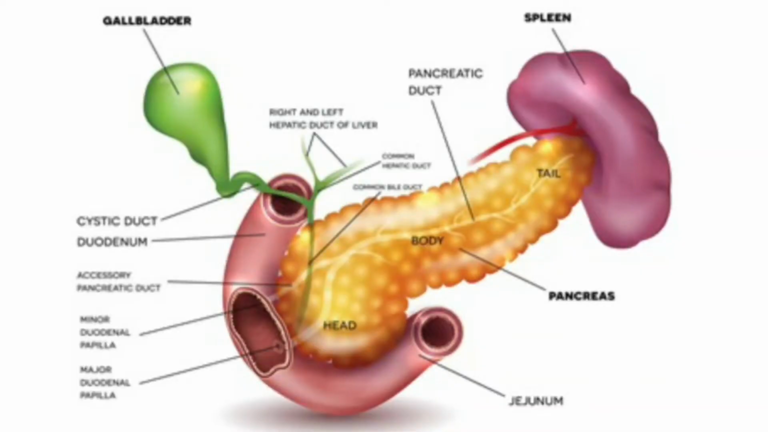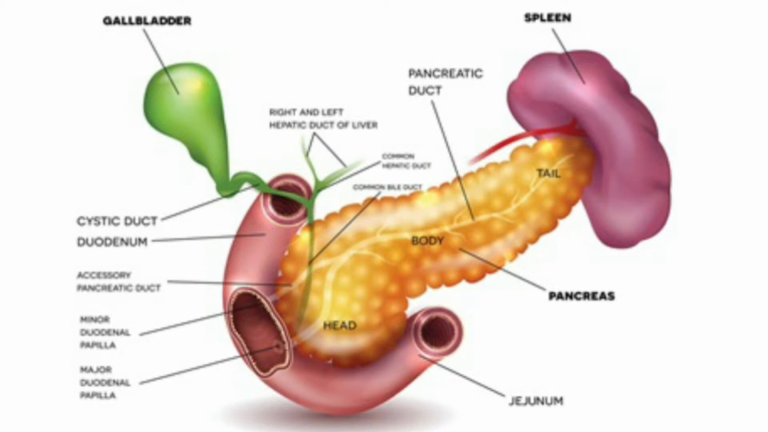Now we are going to learn about the pancreas. The pancreas is a glandular organ located in the abdomen behind the stomach. Pancreas is both an exocrine as well as endocrine gland, thus it's called the dual gland, or mixed gland sometimes. This is a clear picture of the pancreas that you can see. The pancreas has three parts, that is the head, body and tail.